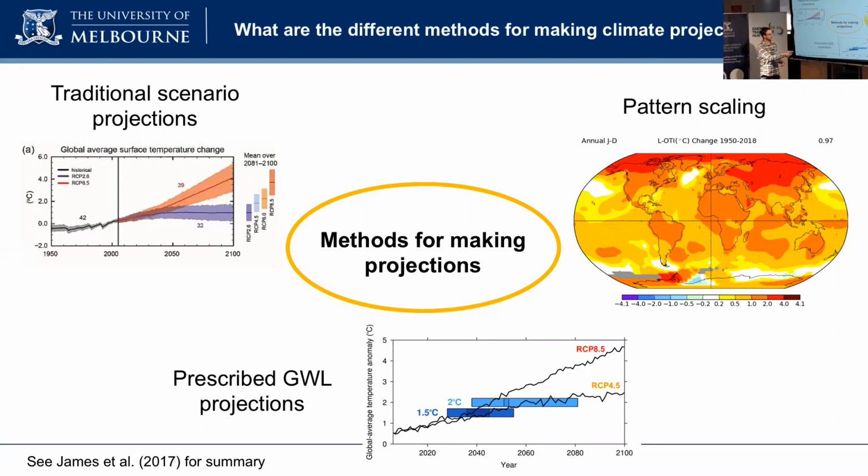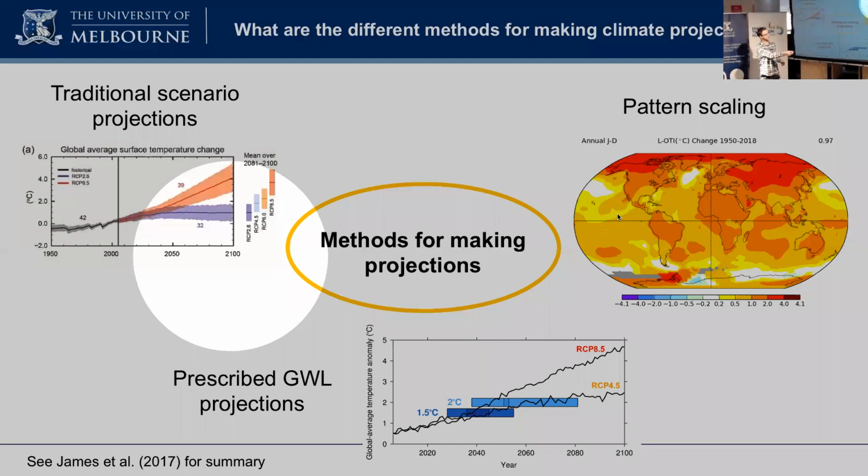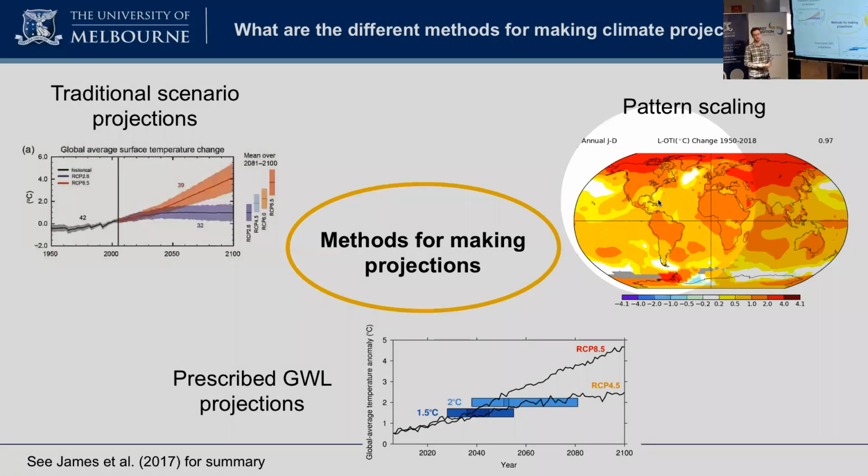Another method is called pattern scaling. This was a method that was implemented to a very high degree in the recent special reports on 1.5 degrees. And it's basically using the fact that climate change has a very distinct pattern. We have more warming over the Arctic than in the tropics, and more warming over land than oceans under transient warming. So as the world warms up, this is the kind of pattern we've observed, and it's the kind of pattern that the models reproduce fairly well.